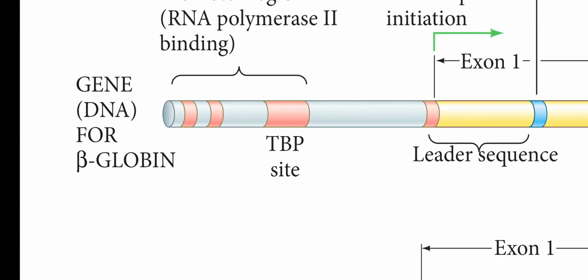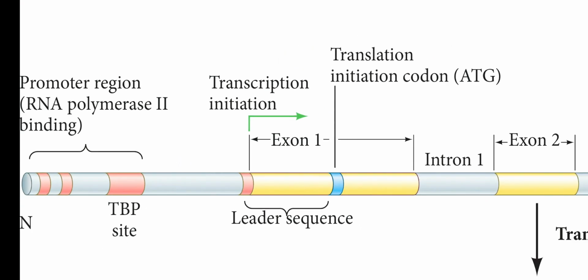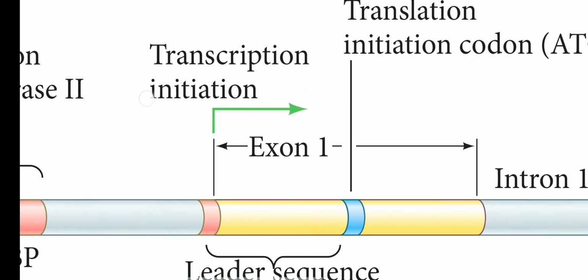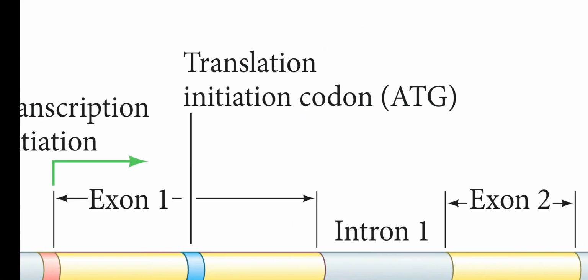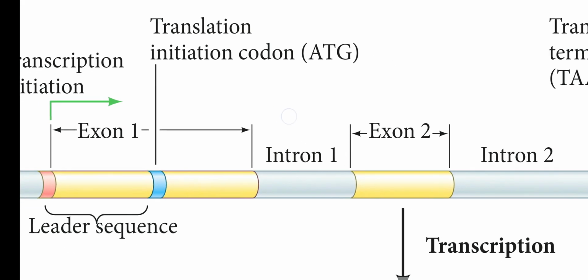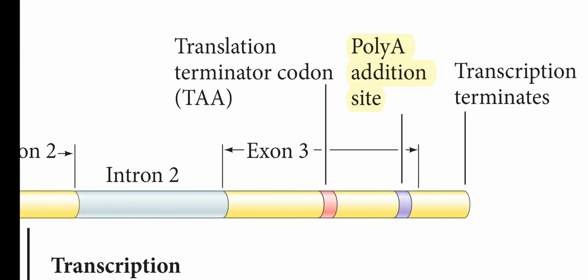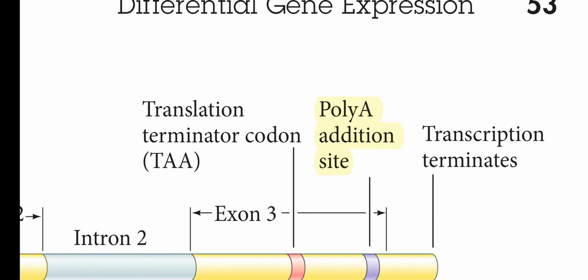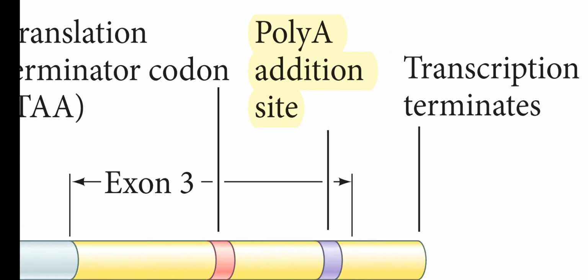The TBP is the TATA binding protein. The gene is called beta globin; your exon has the leader sequence. So this is the sequence from where the transcription begins to form the nuclear RNA. This is the translation initiation codon ATG, which will be AUG in your mRNA. Intronic sequences. Then your translation termination codon like UAA, UAG, UGA. Exonic sequences, polyadenylation tail, which is in the exonic sequence region of the 3' UTR region. And this is your transcription termination region.